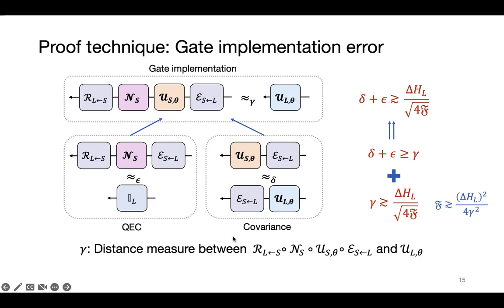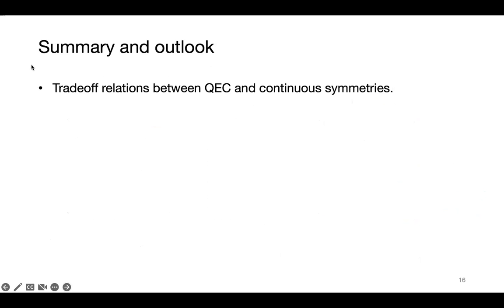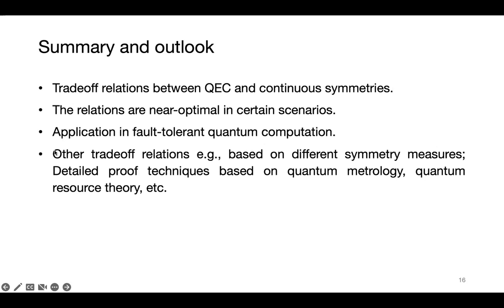So, to summarize, we've derived several types of trade-off relations between quantum error correction and continuous symmetries. And we also show that the relations are nearly optimal in certain scenarios. We also provide applications of our results in fault-tolerant quantum computing. And there are also other types of trade-off relations based on different symmetry measures that I didn't have time to discuss. And there's also a detailed proof technique based on metrology and resource theory that is contained in our paper.